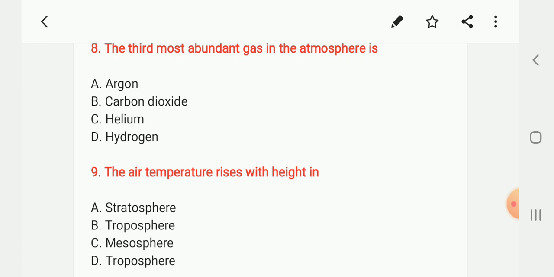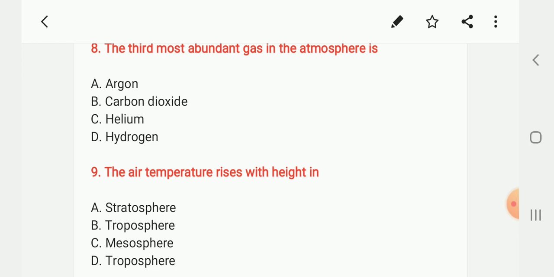by this ozone. Okay. Next comes the mesosphere. The region above the stratosphere is called the mesosphere. Here the temperature again decreases with height, reaching a minimum of about -90 degrees Celsius.